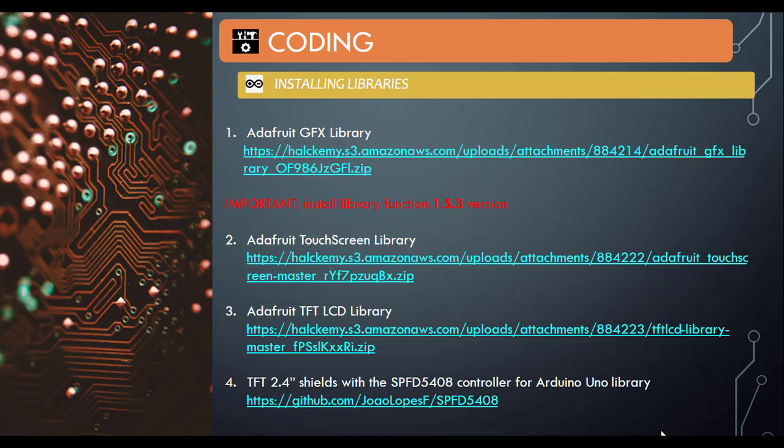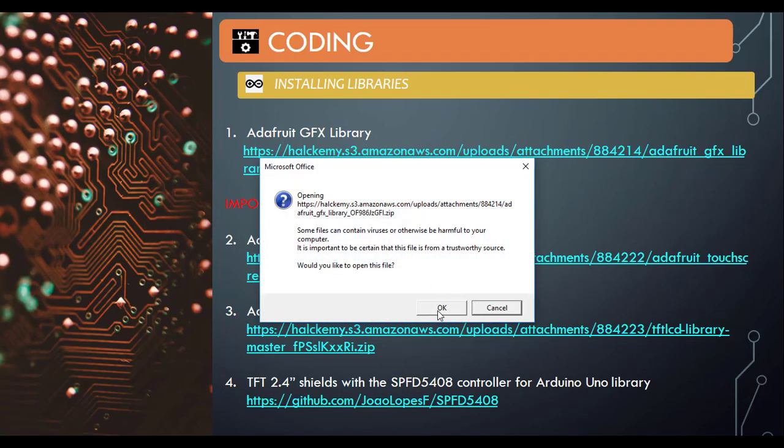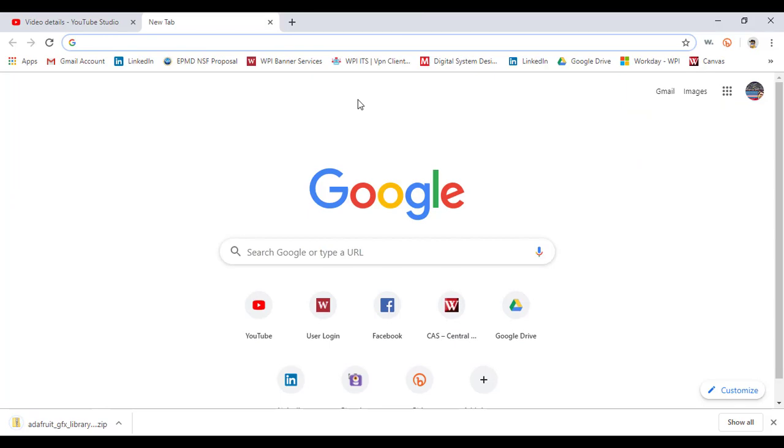You have to go to these links and you have to download these libraries. If you don't know how to download a library, if you're a beginner, all you have to do is click on this link right here, and it will actually download the zip file of it, right?